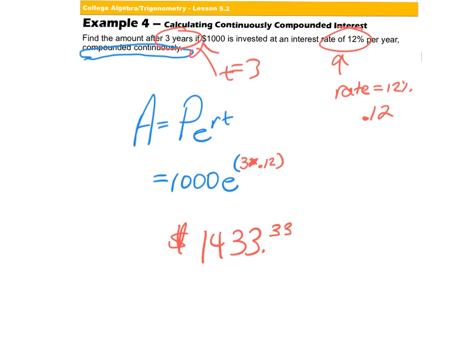Guys, we're talking about money, so round it to dollars and cents. But does that make sense? Anytime you see continuously, the formula you use is A equals Pe^(rt). I'm not going to give that to you. You need to know it. Compounded quarterly, monthly, semi-annually, that's when we use the other interest formula. But when it says continuous, we think about our friend who? Pert. Good.